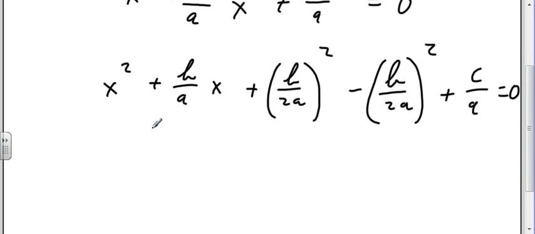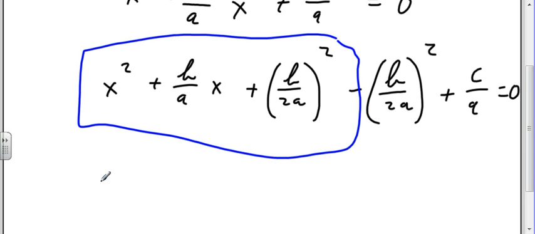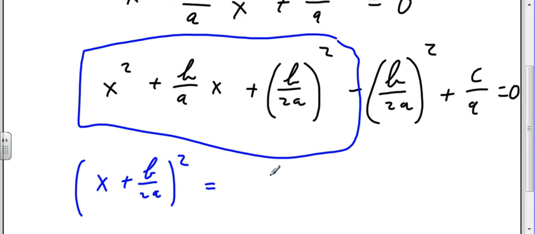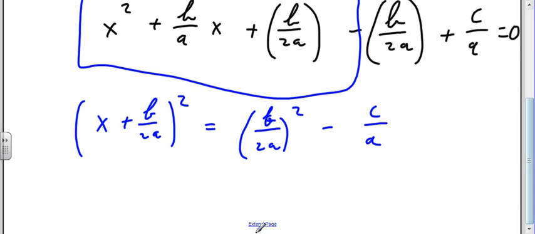All right, so if I do that, then this guy here becomes x plus b over 2a squared. Because if I multiply that times that, and I have 2 of them, then the 2 goes away, and it becomes this. And then on the other side, I've got b over 2a squared minus c over a. Okay, so I put that on the other side of the equation.